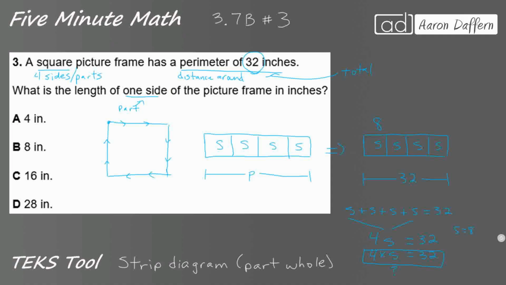Well, I've got 8, 16, 24, 32. So that's going to work for us. So our side length is going to be 8 because if we multiply that by 4, we're going to get back up to our perimeter of 32 inches. So the answer is B.